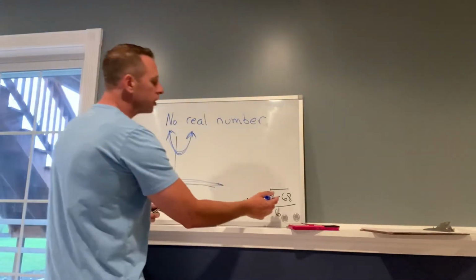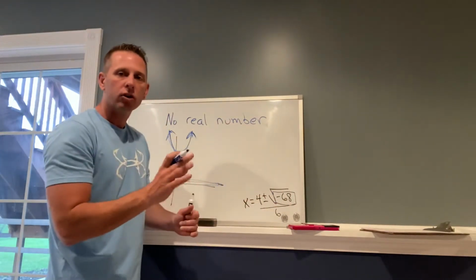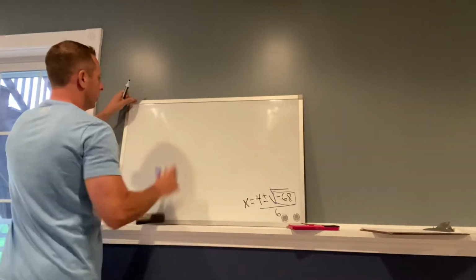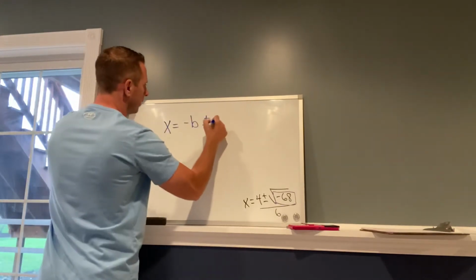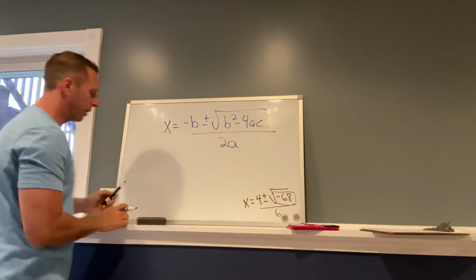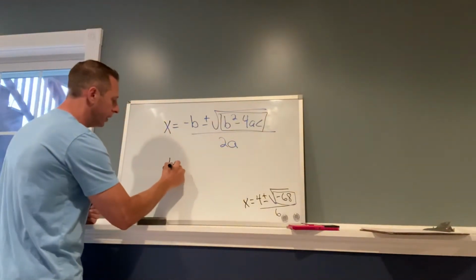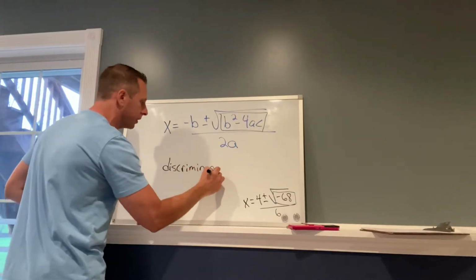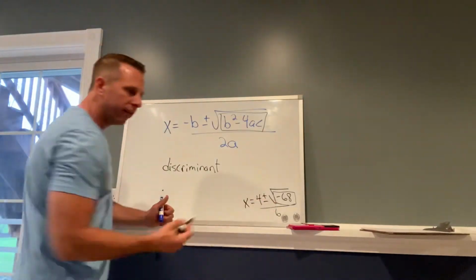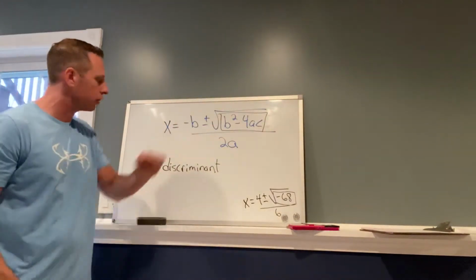Okay? Underneath the square root sign, that number has a specific name. It's called the discriminant. So when you have the quadratic formula, let's write it again. There's our quadratic formula. This part right here is called the discriminant. It will tell you how many x-intercepts there are. If this number is negative, how many times does it cross the x-axis? 0! It's not going to. There's no real number solutions.